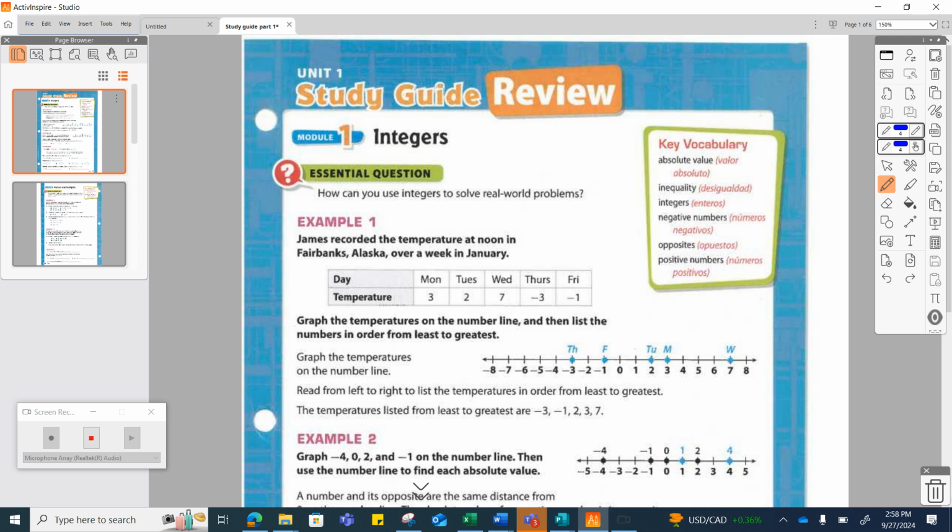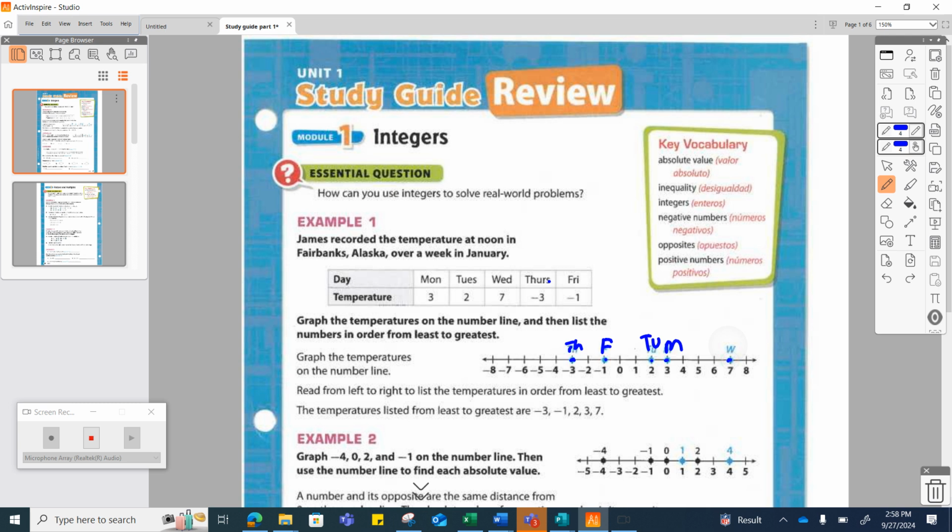You should be able to draw a number line as they have here, and they show you Thursday, it's -3 degrees, so you put a dot, and they wrote TH. Okay. Friday is -1. Put a dot, or an F for Friday. I'm going to go in order here. Monday was 3 degrees. So Monday would go like that. Tuesday was 2 degrees. And Wednesday was 7 degrees.